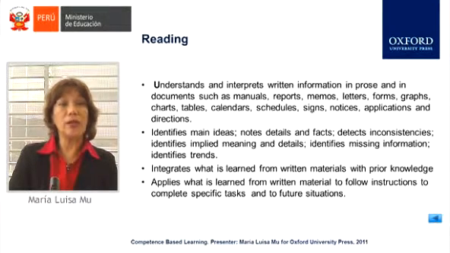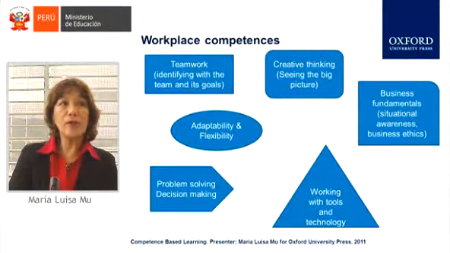Still, students have to identify main ideas, details, etc. But this time, we expect them to be more critical and be able to understand and make inferences, to understand bias in the text, to integrate what they learned from written materials with prior knowledge, and to apply all of this to specific tasks and future situations. Those were the academic competences that are required for the 21st century.